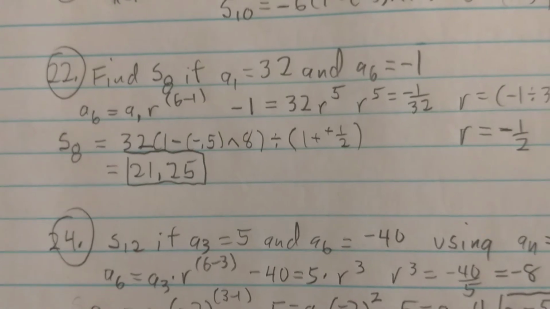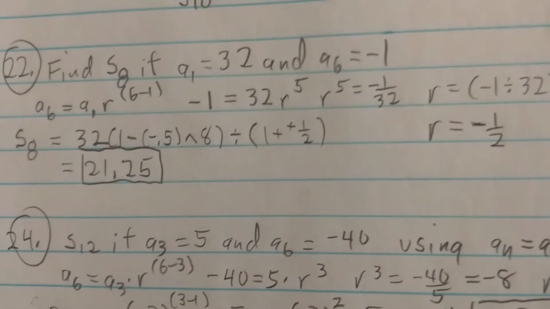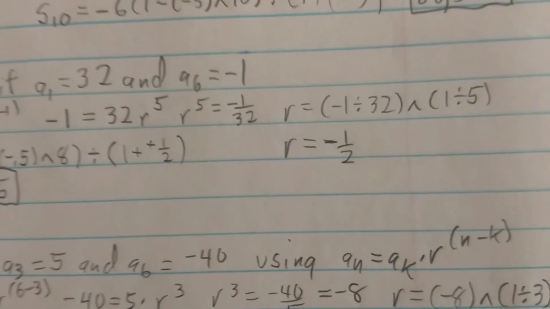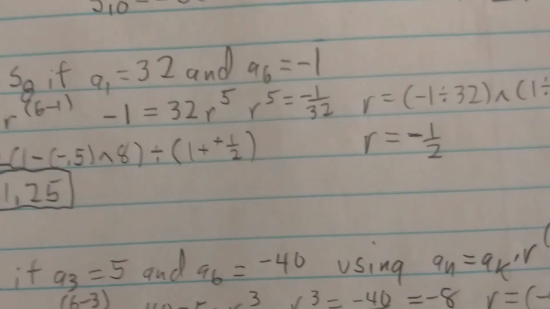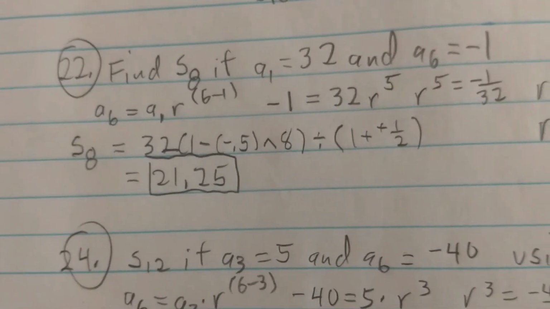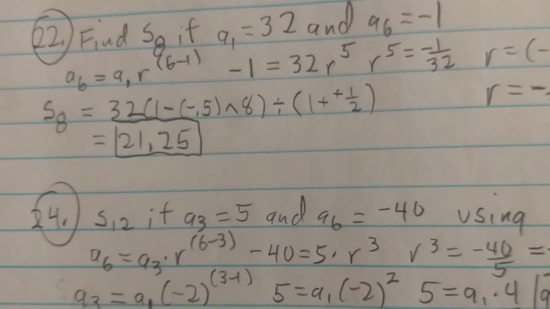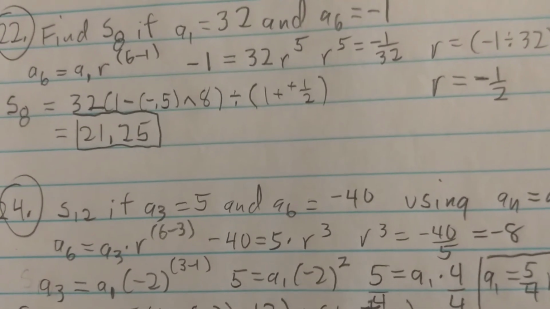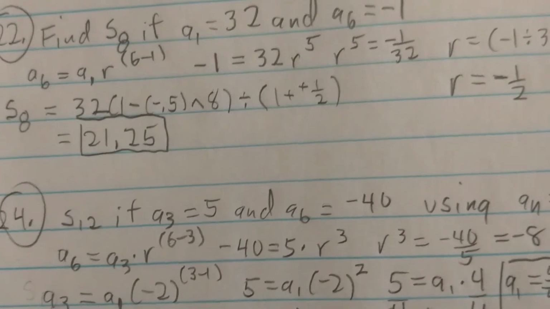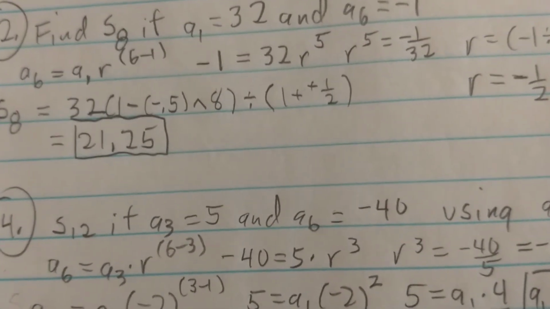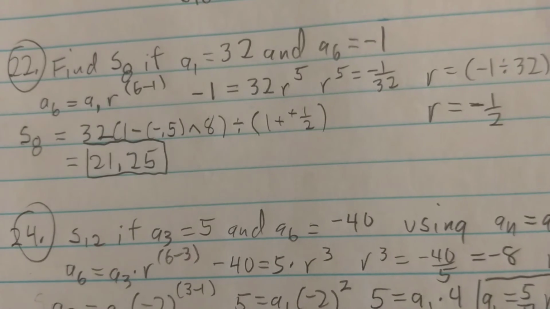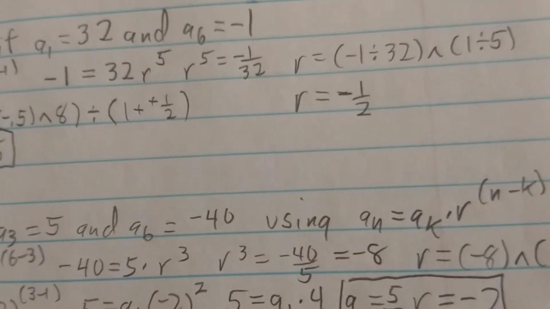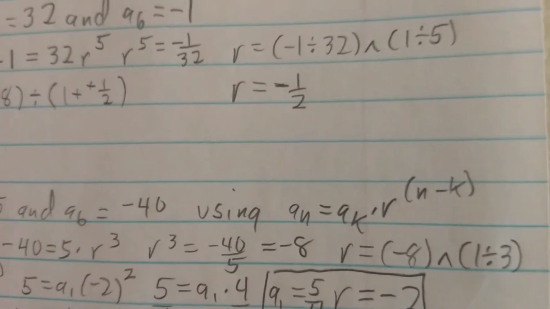And for 22, we want to find S8 if a sub 1 equals 32 and a sub 6 equals negative 1. So we're going to have to do this in steps. So a sub 6 is equal to a1 times r to the power 6 minus 1, which we covered as how to generate geometric sequence terms. So plugging in for a6 equals negative 1, a1 is 32, r to the 6 minus 1 is r to the 5th. Dividing both sides by 32, we have r to the 5th is negative 1 over 32.